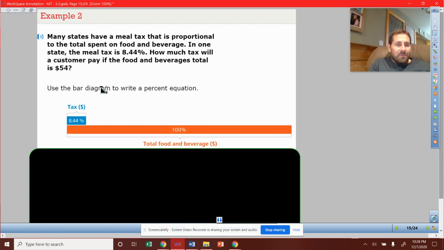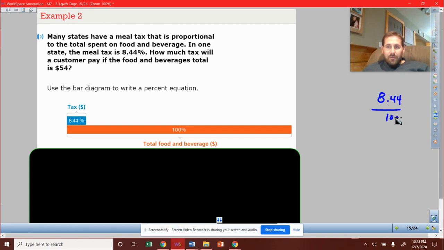So you can draw a diagram if you want, but we're talking about a small amount, 8.44, and the whole amount would be 100%. So if we're doing the equation that we've been looking at, what we can say is we've got 8.44% over 100 equals our part to our whole. Our whole bill was $54. So we're trying to find out how much they're going to pay. How much will a customer pay if the food and beverage total is 54? But we're just looking for how much tax.